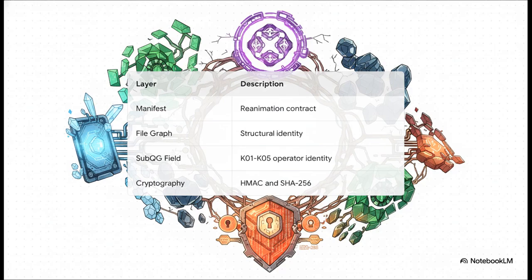Let's break down the anatomy of this container. First, it has a manifest, which acts as a sort of reanimation contract. Then it has a file graph that dictates its canonical structure. But here is the truly fascinating part, the sub-QG field. Pgx creates a morphodynamic field representation of the code, using a KO1 to KO5 operator family. Think of this as the project's unique mathematical DNA. Add to that standard cryptographic HMAC and SHA-256 hardening, and you basically have a software organism that absolutely refuses to exist unless every single piece of its identity is perfectly validated.